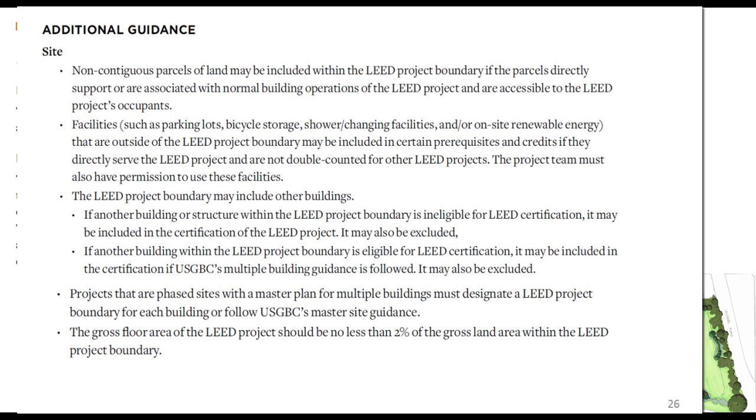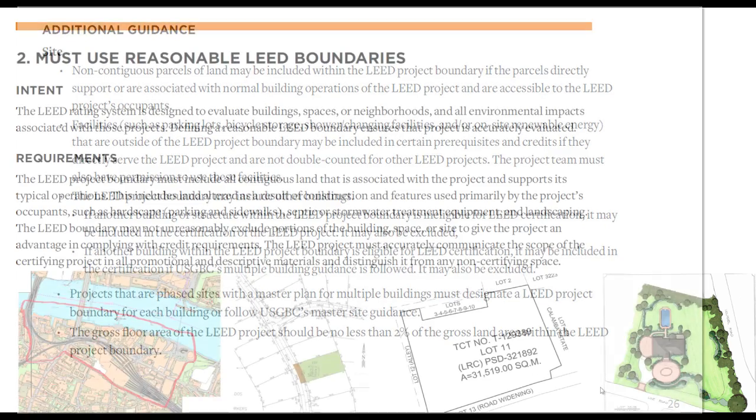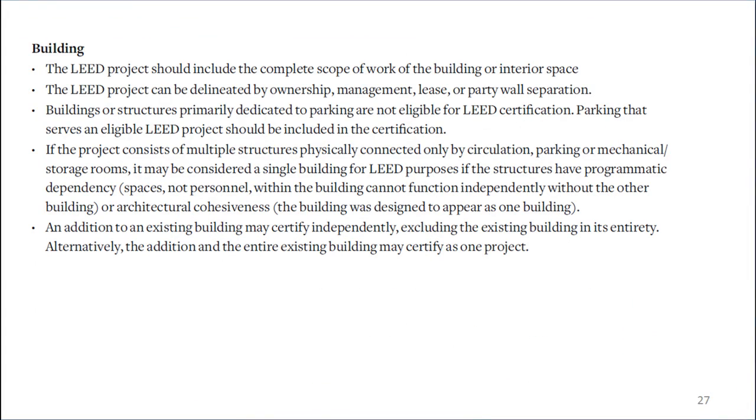Projects that are phased sites with a master plan for multiple buildings must designate a LEED project boundary for each building or follow USGBC's master site guidance. The gross floor area of the LEED project should be no less than 2% of the gross land area within the LEED project boundary.